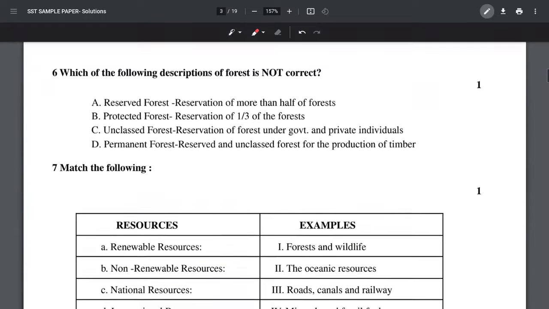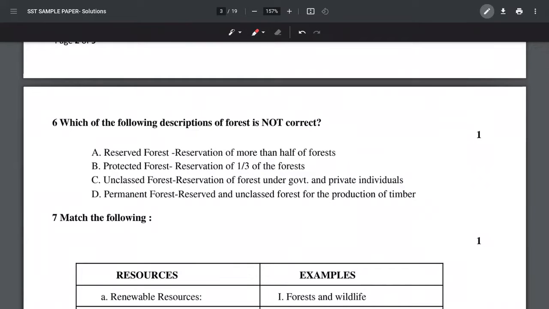Which of the following descriptions of forest is not correct? So we have some forests given: reserved, protected, unclassed, and permanent. Okay, these are the forests given. C. Reserve forest, reservation of more than half of forest. Yes, that's correct. Because okay, we have to find the not correct, the wrong one. So yes, reserve forest means it reserves almost a quarter or half of the forest, isn't it? And there are no practices of human interference allowed, isn't it?